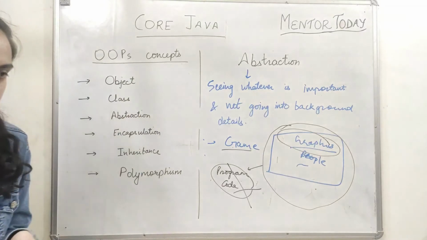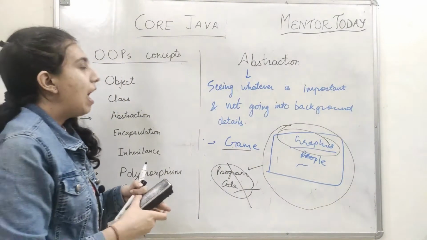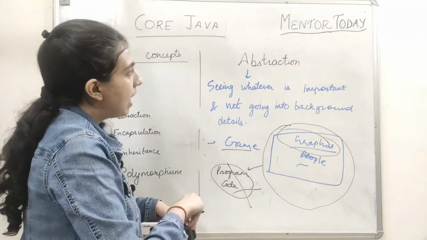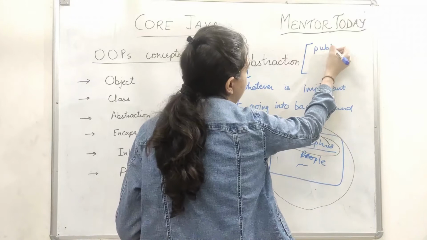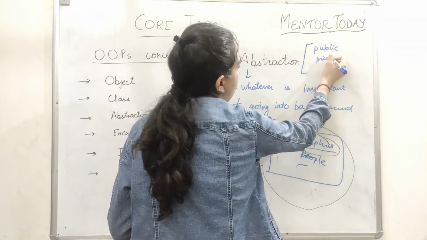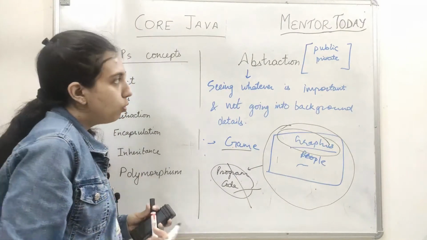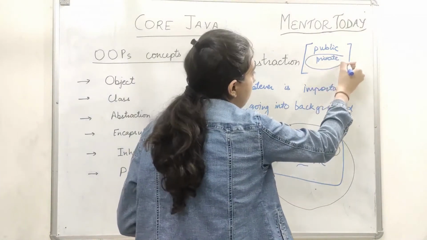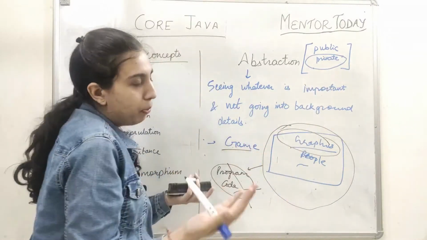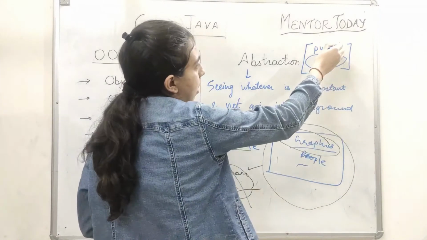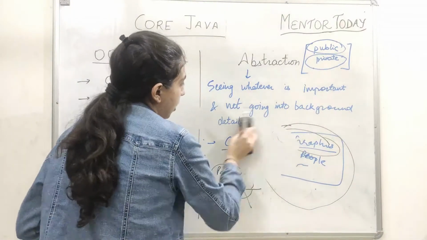So this is abstraction. Now in our program also, I'll be telling that later, Java exhibits abstraction by using the words public and private. So whatever background details we don't want to see will be placed in private. That is, it won't be visible to anyone outside the programmer, and whatever is placed inside public will be visible to everyone. So abstraction is done.